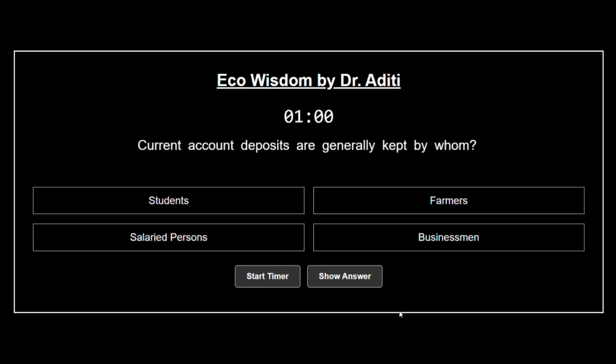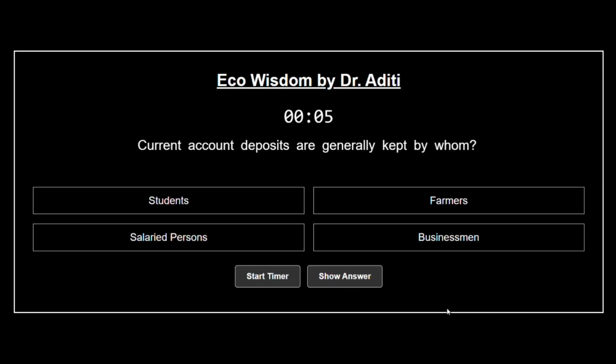Next question is, current account deposits are generally kept by whom? First, students. Second option is farmers. Third is salaried persons. And fourth is businessmen. A very easy answer. For this, all of you have to be thorough with Indian banking, and for other questions also, to some extent you have to be familiar with international banking, what are the foreign banks, etc. Once you are thorough with that, these questions are extremely easy. So last 10 seconds for this particular question.